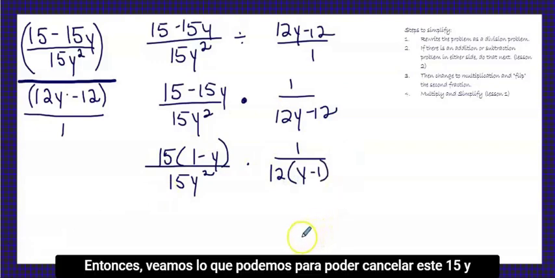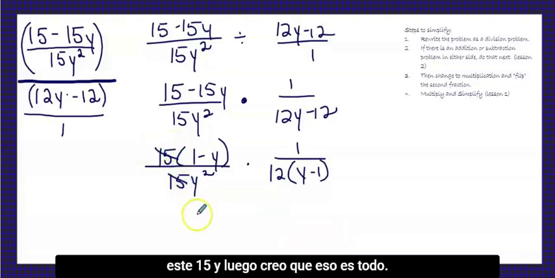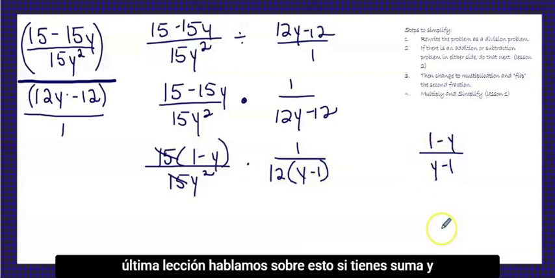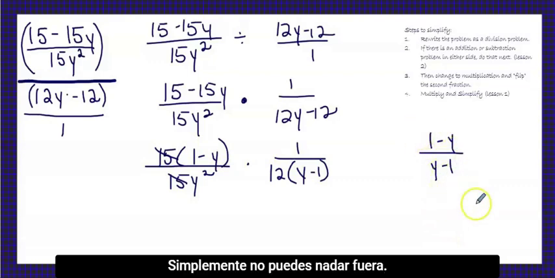So let's see what we can cancel. I can cancel this 15 and this 15. And then I think that's it. I see a 1 minus y and a y minus 1. And if you remember from the last lesson, we talked about this. If you've got addition and these are switched, you just cancel them out.